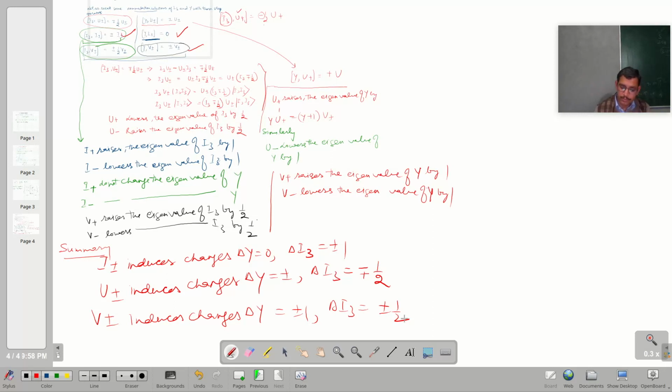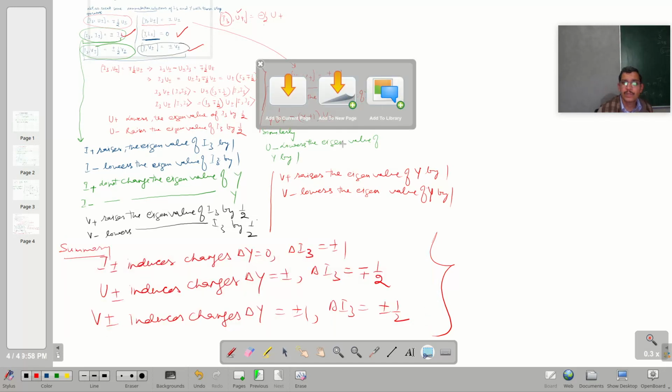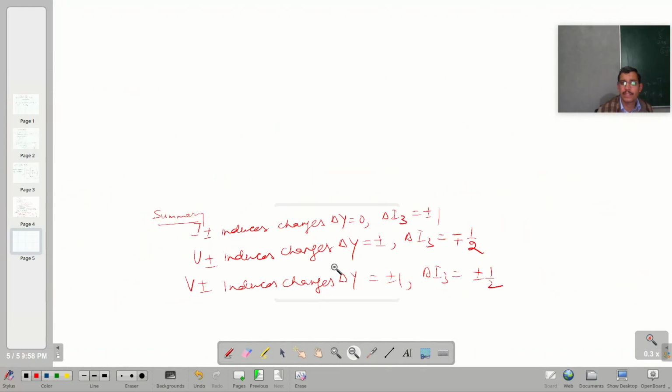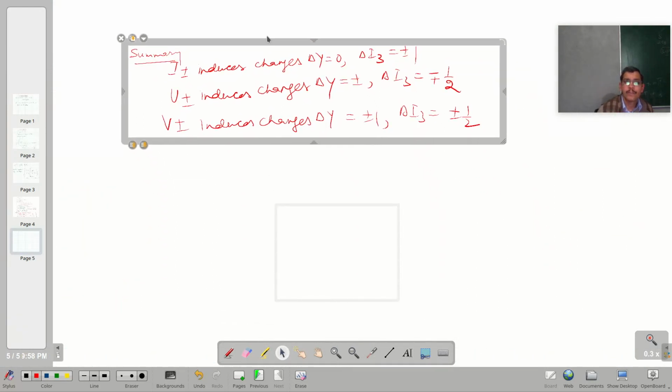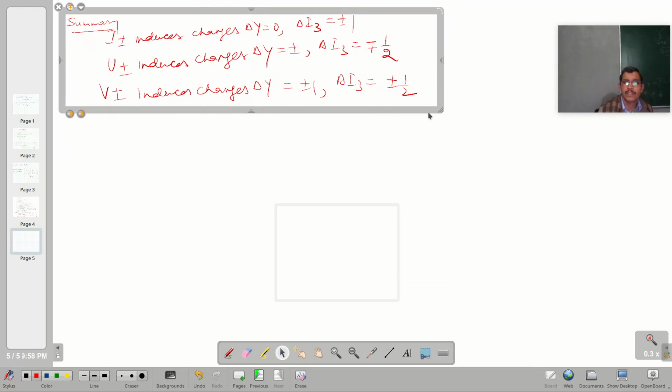So now let me represent all this diagrammatically, to see what it means. Let me add it to the next page. Okay, let me understand it. What does it mean?